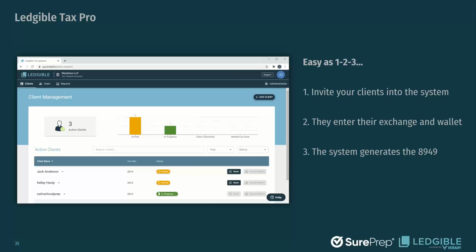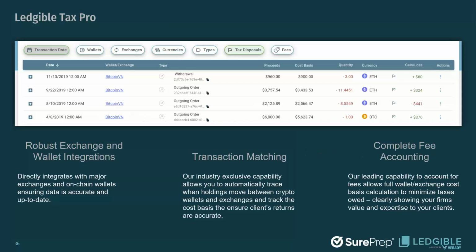Start off by inviting your clients into the system. They enter their exchanges and wallet information. We do everything else, and the system will automatically generate an 8949. So think of it as a brokerage statement for crypto. And then as we dig a little deeper inside of it, we have integrations into all of the exchanges and run our own blockchain nodes so that we can pull all the data directly from the sources and bring it automatically into the system.